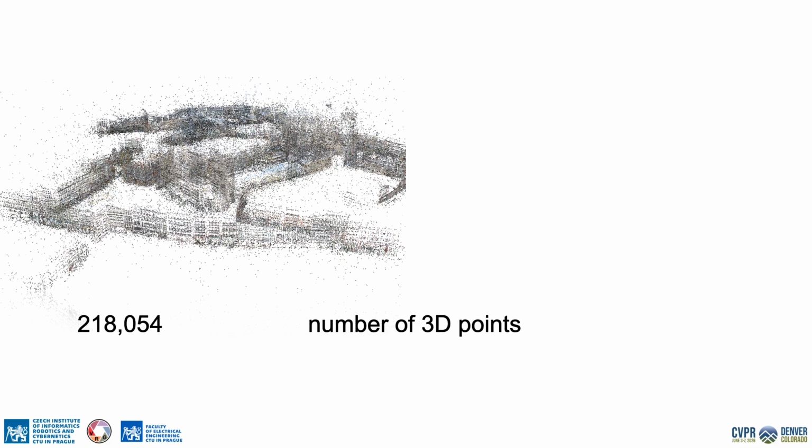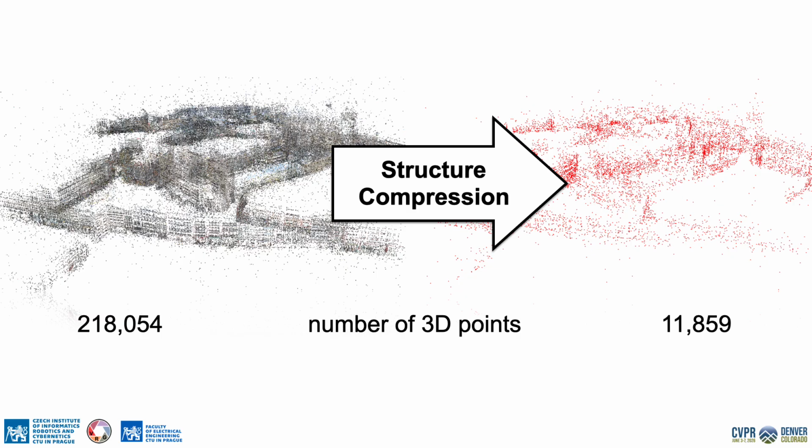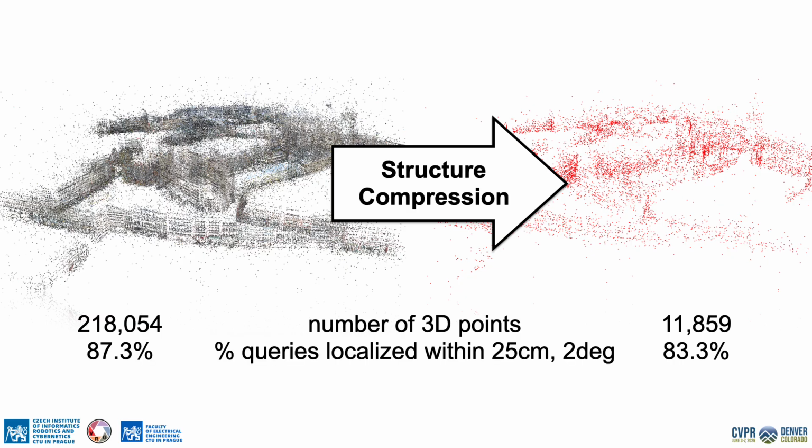Here we consider explicit scene representations based on structure from motion point clouds. In order to achieve compactness, we use structure compression. We are selecting a subset of the points such that pose accuracy remains as high as possible.